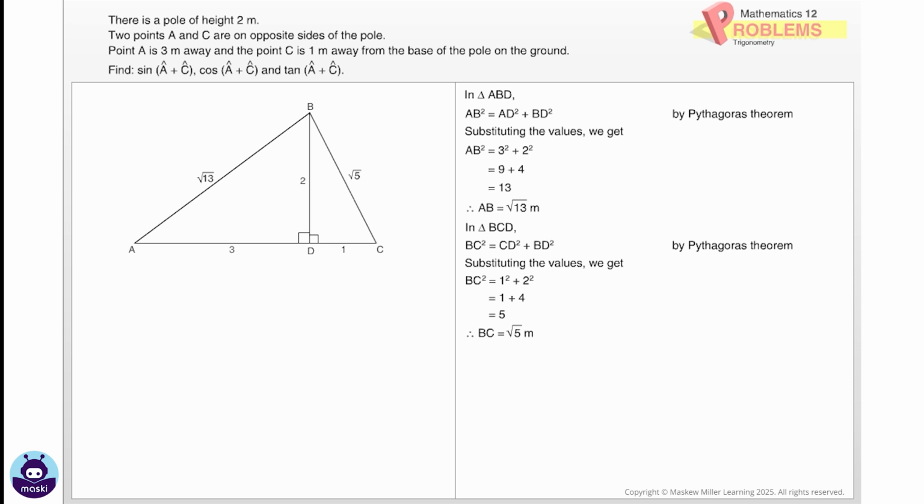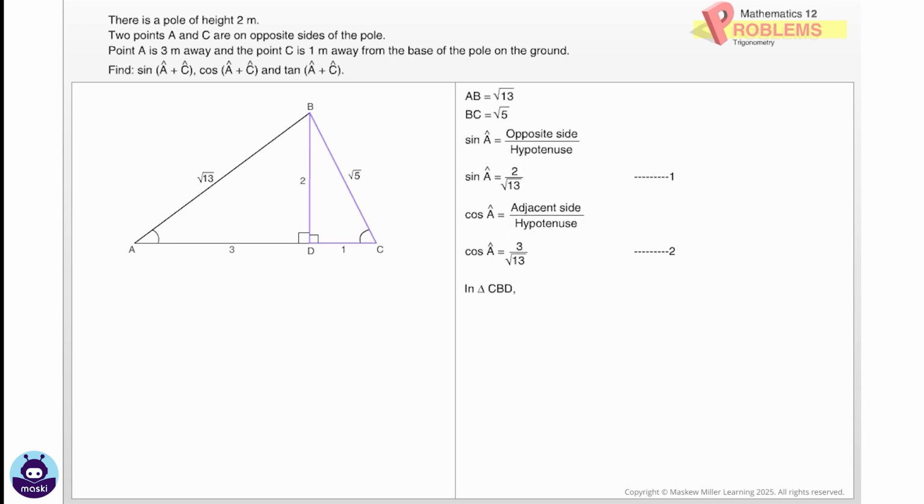Now, in triangle ABD and triangle CBD, we can find the sine and cosine ratios for angles A and C, as the hypotenuse in each of the triangles is known. Sine angle A equals opposite side over hypotenuse. Substituting values for sides, we get sine angle A equals 2 over root 13. Similarly, we can calculate the cosine of angle A. Cos angle A equals adjacent side over hypotenuse. Cos angle A is equal to 3 over root 13.